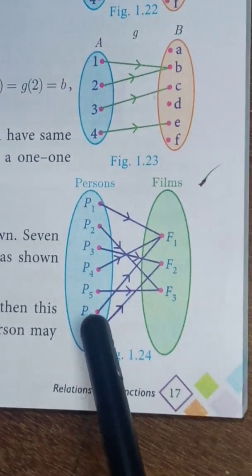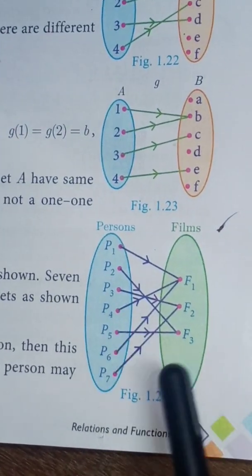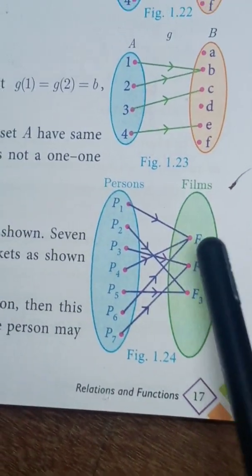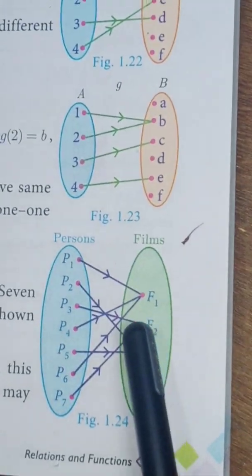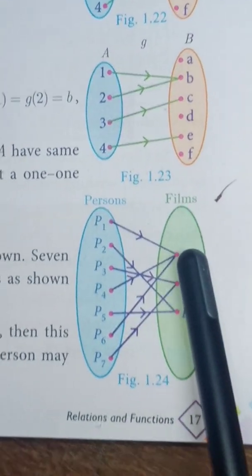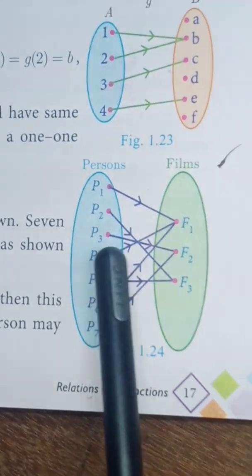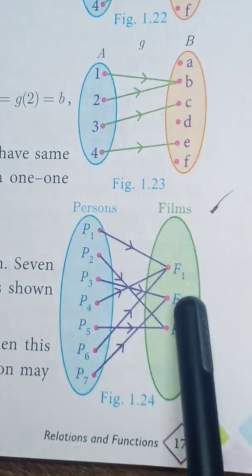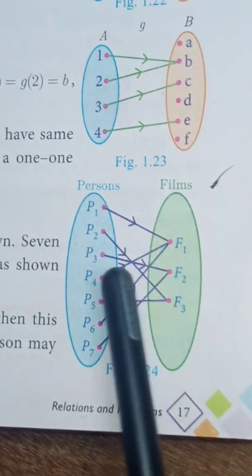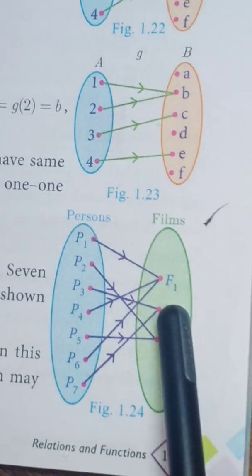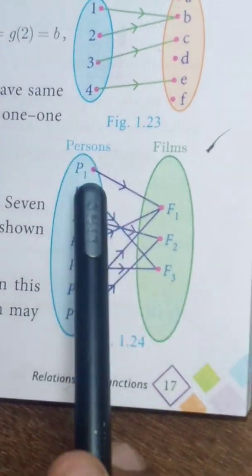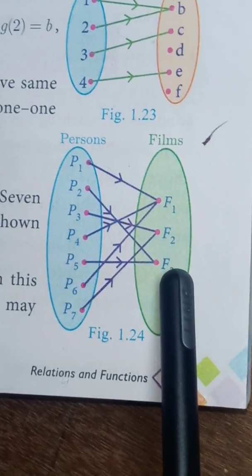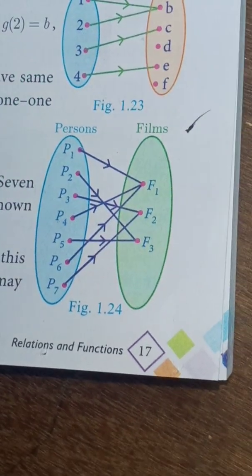So three elements, P1, P4 and P6, have the same image F1. So many to one. Understand the concept of many to one? More than one element has the same image. Okay, even one more. P3 has the image F2, and even P7 has the image F2. Two elements have the same image. P2 has the image F3 and P5 has the image F3. So more than one element having the same image is called a many-to-one function.